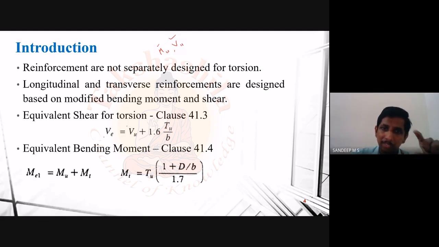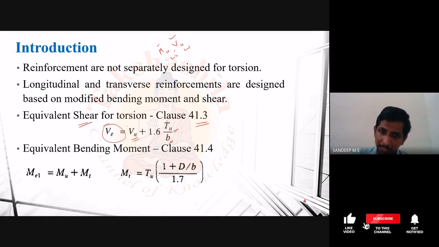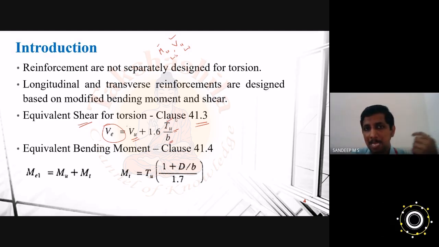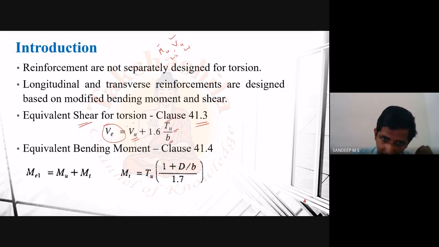But when you design that for torsion, you have to use another shear force and another bending moment. So basically for that, in your IS 456, they have given an equation and called that the equivalent shear force, equivalent shear for torsion, which is given in clause number 41.3. And the equation for calculating this value, the equivalent shear force, is your actual factored shear force at the considered section plus 1.6 times Tu divided by b, where Tu is your factored torsional moment. And please note this Vu is the Vu which you have already used for your design.